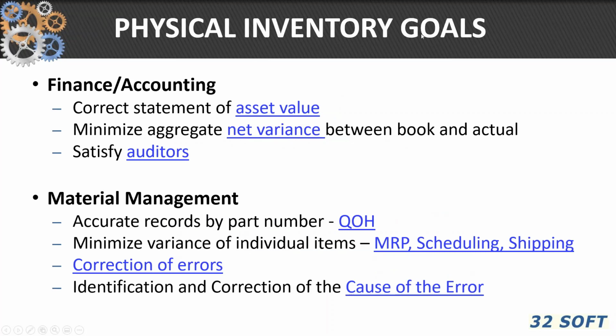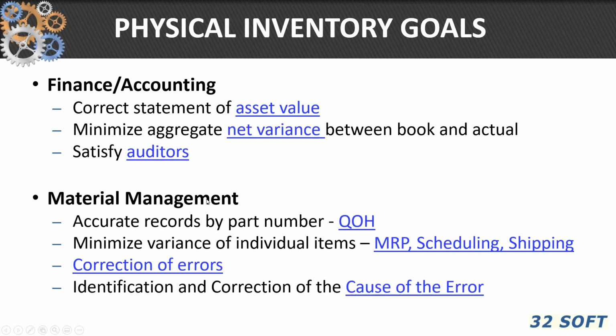The financial goals of physical inventory are, again, the correct statement and the minimization of the net variance. Now, this is from a financial or an accounting point of view. And we'll see that there's a great difference between the accounting goal of physical inventory and materials management, because in an accounting sense, we want to have a minimum net variance and we want to make the auditors happy. That's always an important thing for the finance people.